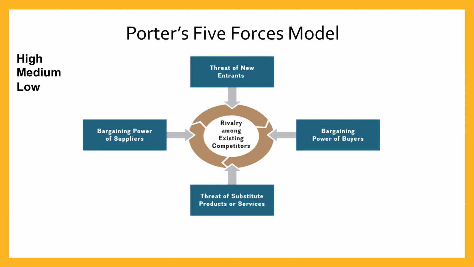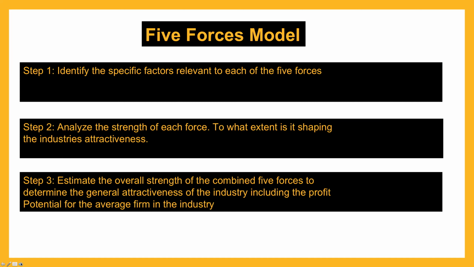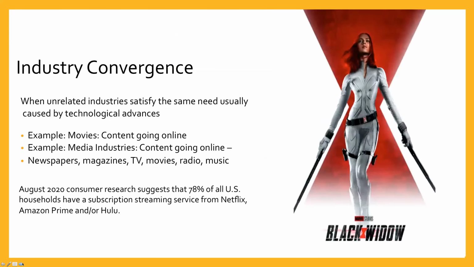Anheuser-Busch AB InBev made a decision because its traditional beer category was going into negative growth. It wanted to hop into the craft beer industry. So they bought Devil's Backbone, and they bought other craft beer brands as well. And then the five forces model, the way it works is identify the specific factors, analyze the strength of each force, and to what extent it is shaping the industry's attractiveness, and then estimate the overall strength of the combined forces to determine the general attractiveness of the industry, including potential for profit.